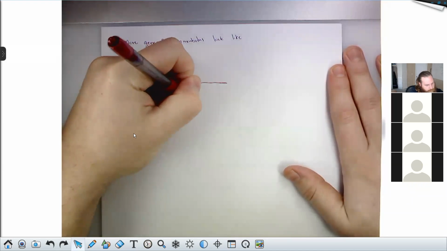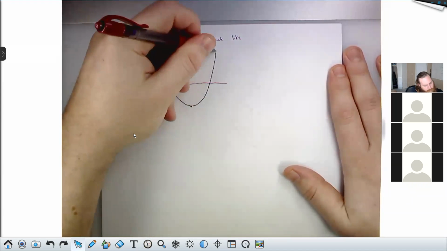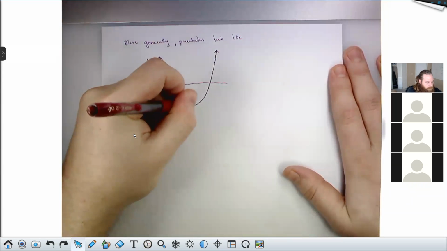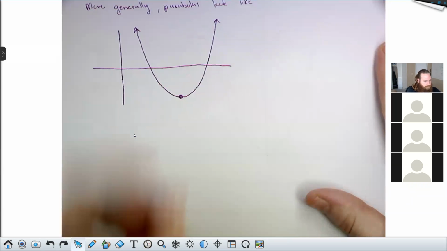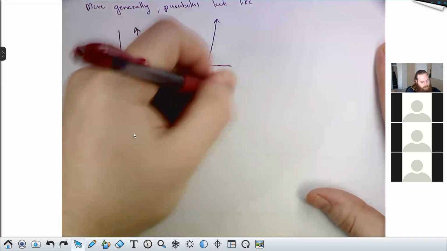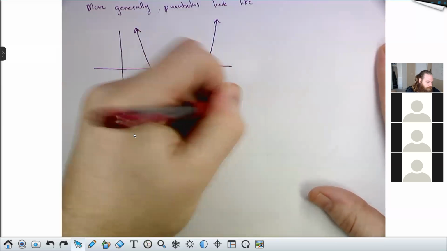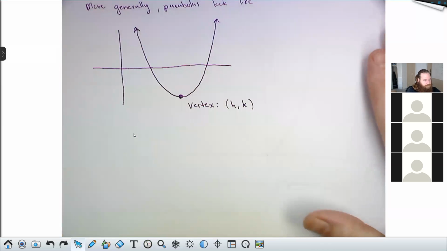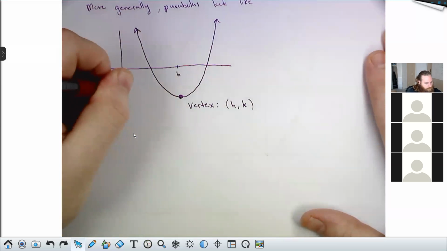So parabolas always kind of have that same shape. They look like this. The point down here I mentioned a minute ago, that point where they kind of turn around, that's called the vertex. And it's an ordered pair. The x coordinate we call h, and the y coordinate we call k. So this here would be h, this here would be k.